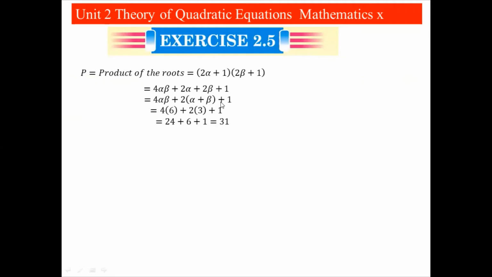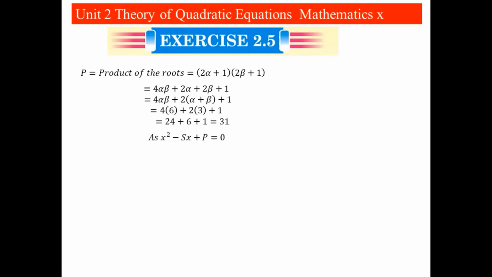Now we have to replace the values of the product of the roots and the sum of the roots. The product of the roots alpha beta is equal to 6 and alpha plus beta is equal to 3. So 4 times 6 is 24, and 2 times 3 is 6, and plus 1. So when we add these values, we have 31. So the product of the roots is 31.